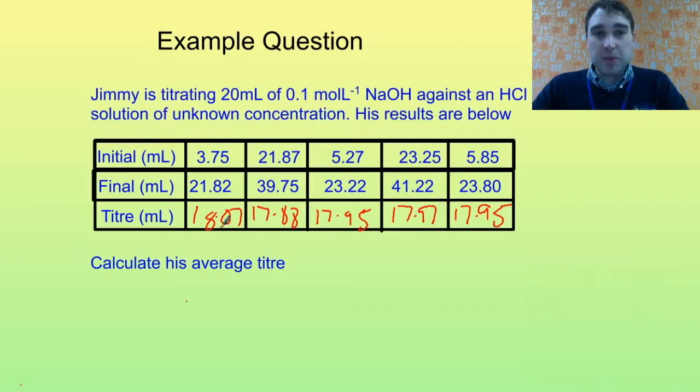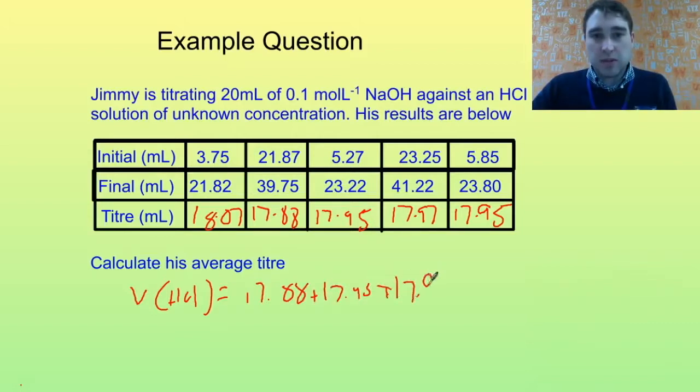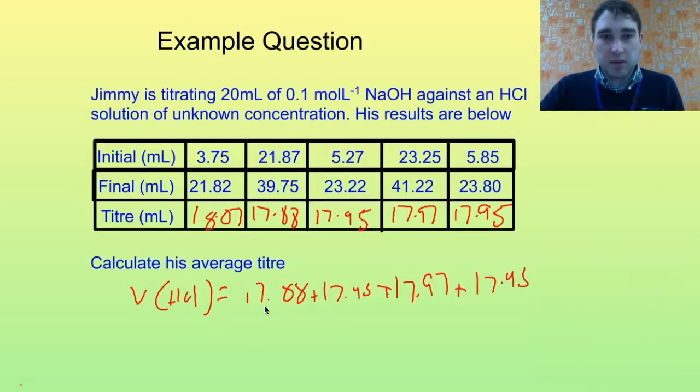This first result is probably the ballpark, so that's the one that you do roughly to start with, and then you use the other ones as long as they're within 0.1 of a mL of each other to calculate your average. So to figure out the average titer, so that's going to be our volume of hydrochloric acid, V hydrochloric equals 17.88 plus 17.95, 17.97 plus 17.95, and we're going to divide that by 4.